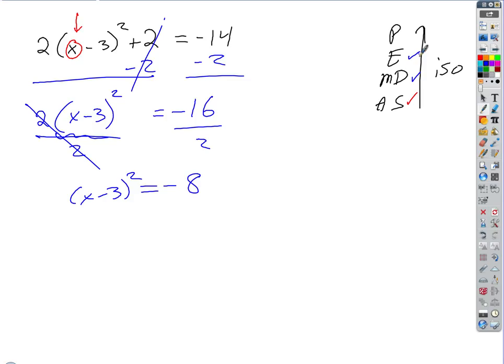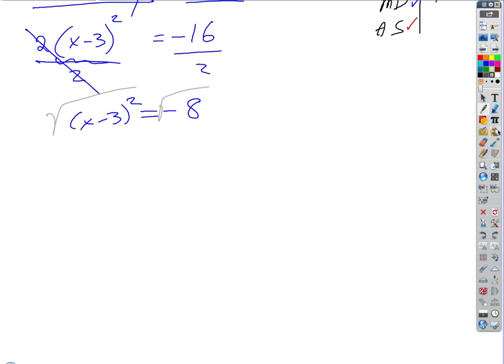Okay, so if we do that, what's the first thing I've got to write? So that's going to give me, I get rid of the squared, so I just get x minus 3. Technically, it's still in parentheses, but do I even need them at that point? No, don't even really need them. So x minus 3 equals plus or minus. Good.